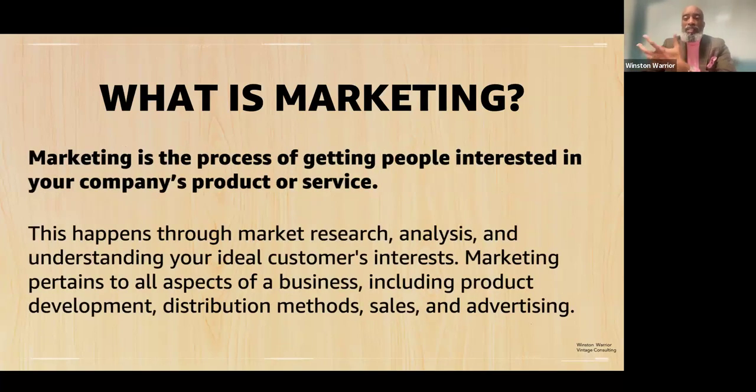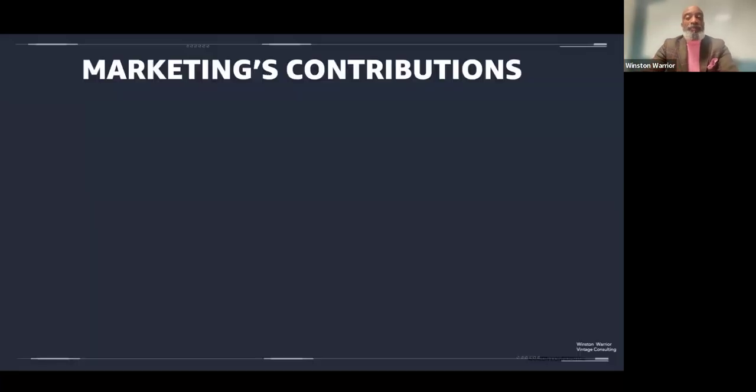So if I think about it in a different way, marketing is the process of getting people interested in your company's product or service. So just like the Peanuts cartoon, what was that thing that everybody was in line for? Everybody wanted to get it. And that's what we're going to be talking about. How do we make this happen? What you need is market research, analysis, and understanding your ideal customer interests. Again, here it is, that customer. Who is your audience? And then marketing pertains to all aspects of the business, including product development, distribution methods, sales, and advertising. All of these things are in the marketing realm.